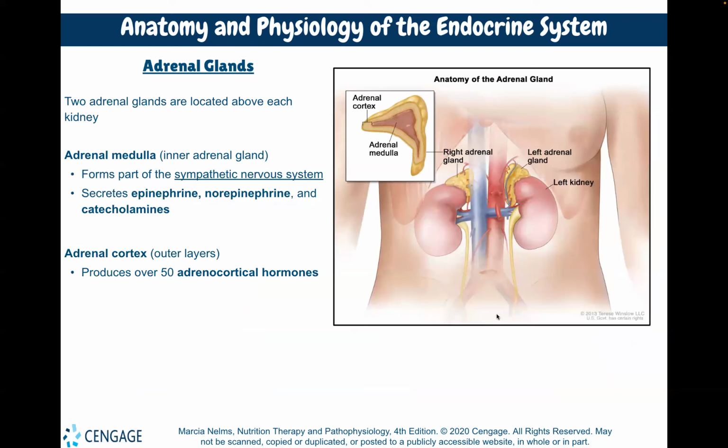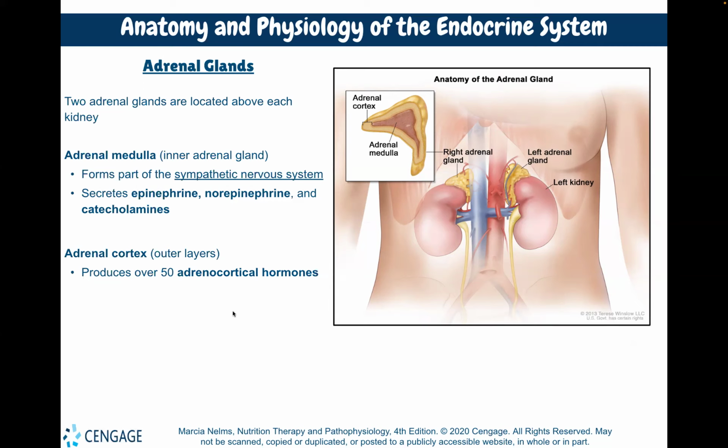Next is our adrenal gland. The adrenal gland sits above the kidneys on either side, so very connected to the kidneys. We have our adrenal medulla, which is the innermost portion of the adrenal gland, and the adrenal cortex, which is the outer layer. So the adrenal medulla plays a role in the sympathetic nervous system, and so that's why you see this relationship with epinephrine, norepinephrine, and our catecholamines, including cortisol.